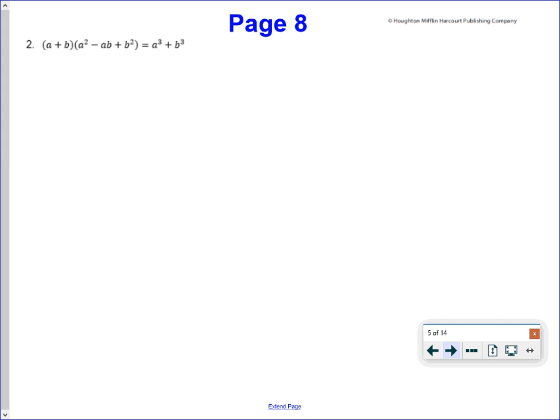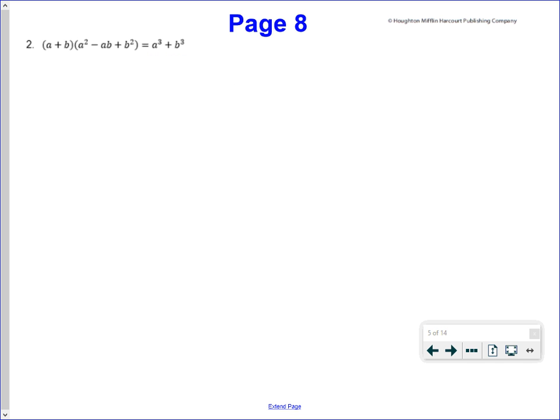Okay? So for number 2, we have (a + b) multiplied with (a² − ab + b²), and that should equal a³ + b³. That's another polynomial identity, and we're going to prove that it's real. So we need to choose a side that we can actually work with. On the right side, a³ + b³, there's not a whole lot we can do with that, so we're going to use the left side.